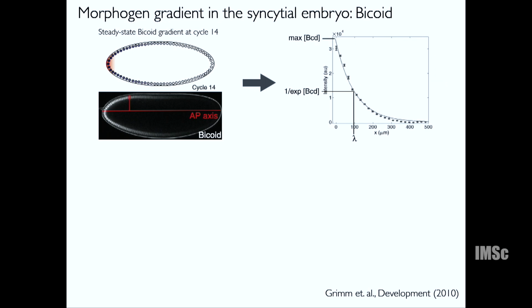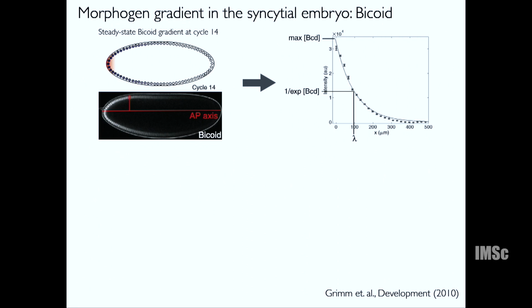This bicoid gradient is a very well-known, well-studied morphogen. It is deposited maternally at the anterior pole. The mRNA source is here for bicoid, and once this protein is created here, it starts diffusing along this periphery. Deep inside, there is a dense network of yolk, so it cannot move from here to here. So, it diffuses along this periphery.